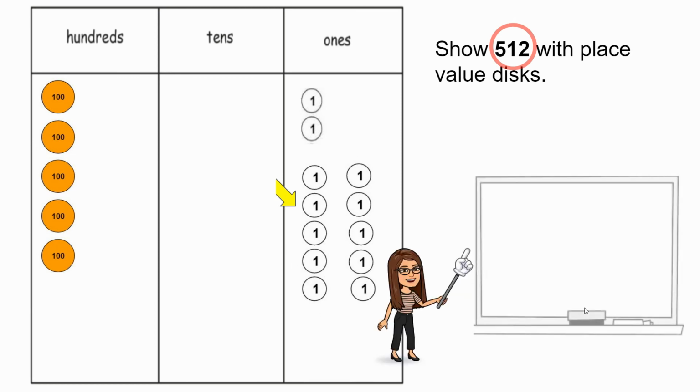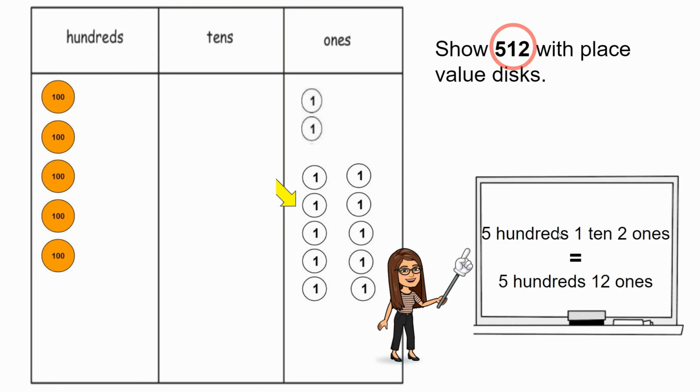So, 5 hundreds, 1 ten, and 2 ones is equal to 5 hundreds, 12 ones. Remember, we took that 10 and broke it down into 10 ones. So together with the 2 here, we already have 12 ones. So 5 hundreds, 1 ten, 2 ones is equal to 5 hundreds, 12 ones.